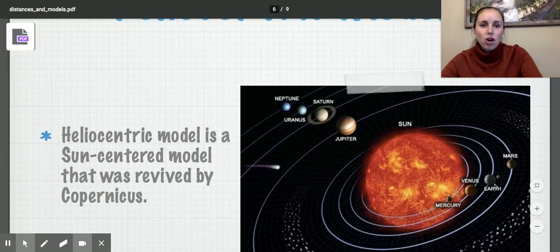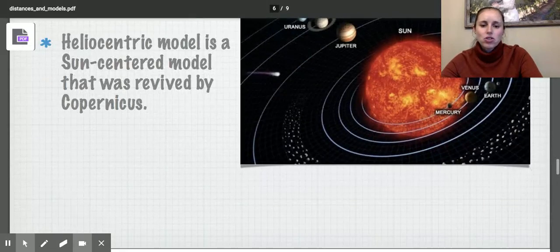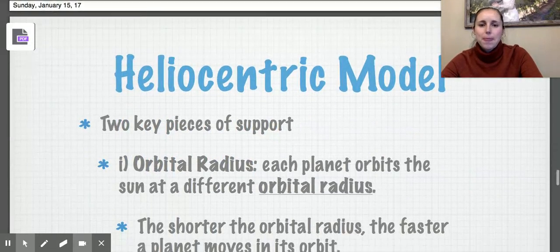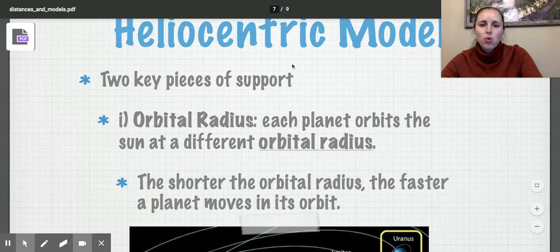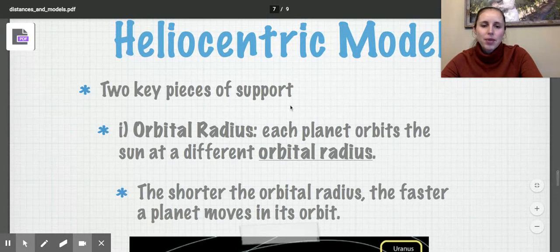Now remember, there are things that can orbit planets. They're called satellites, but the planets themselves are actually orbiting our star, and our star is called our sun. There's two key pieces of support for our heliocentric model. The first key piece of support is something called our orbital radius.